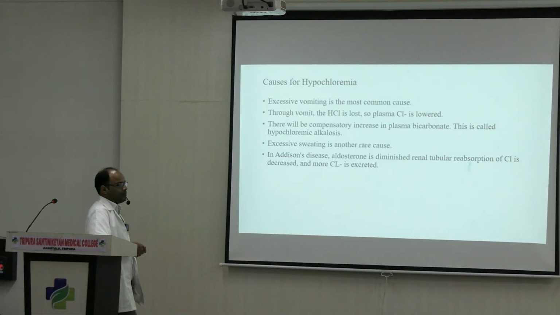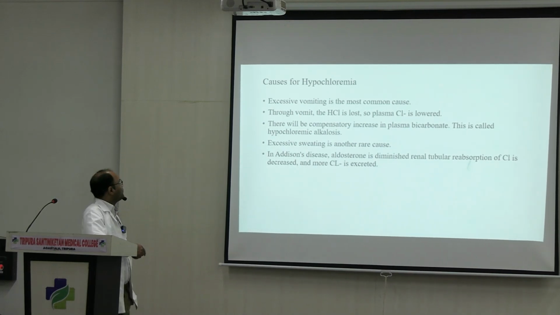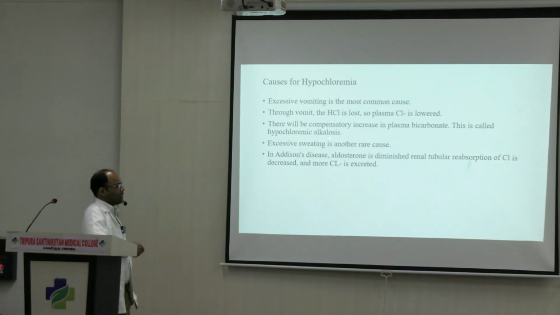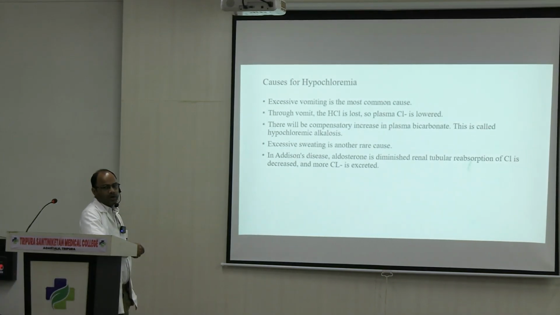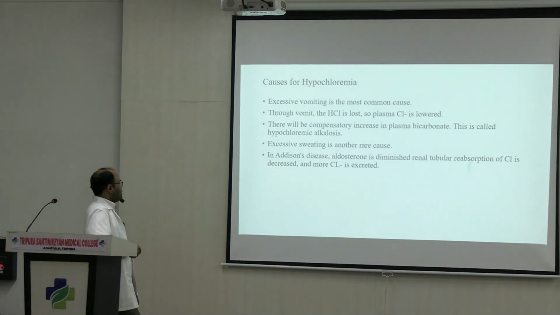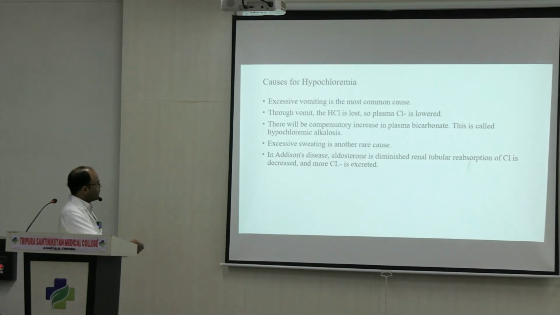Hypochloremia: excess vomiting. By vomiting we lose hydrochloric acid, and by this we lose chloride. There is compensatory increase in bicarbonate. This is called hypochloremic alkalosis. You will also hear this later in your medicine textbook. Excess sweating is a rare cause. In Addison disease, aldosterone is diminished, renal tubular reabsorption of chloride is decreased, and more chloride is excreted. In addition, there is hypokalemia.